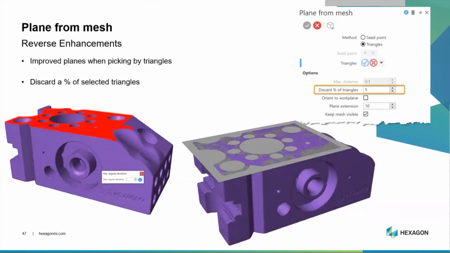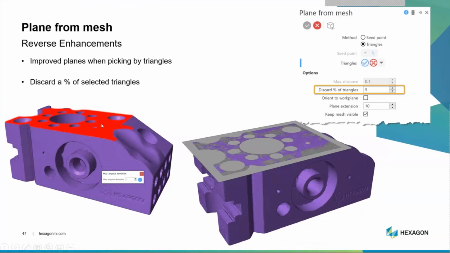The enhancements to the plane from mesh are just so we can get better results, really. So if you pick by triangles and you've got quite a smoothed mesh, even in this example here on the left, I've only got the angular deviation set to 1. We're picking all the triangles that go down this face here. I'm not sure how well you can see that. I'll show you in the demo.